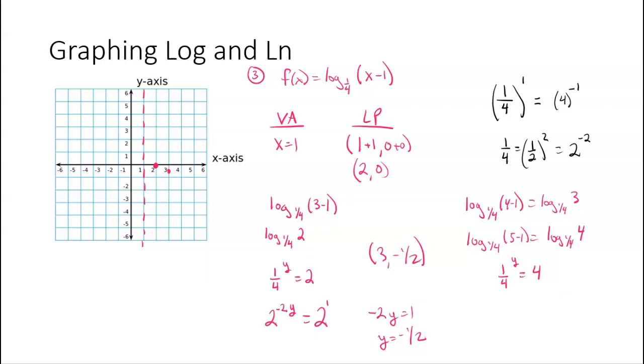So now I'm going to use the top one. So it'd be like saying 4 to the power of -1, and again, raise that to the y. Write the exponent of 4 as 4 to the power of 1. So again, I can set my exponents equal to each other and get -1. So I get (5, -1).